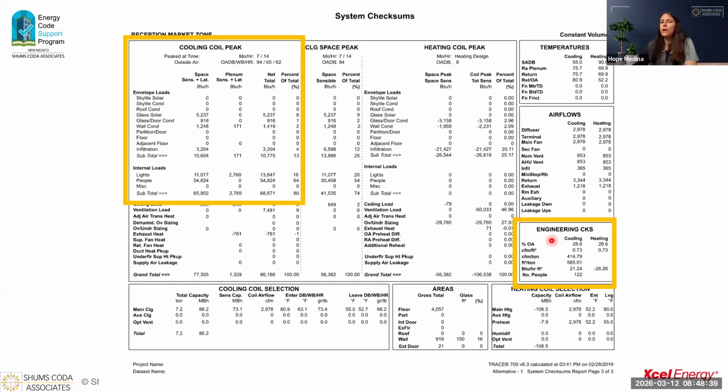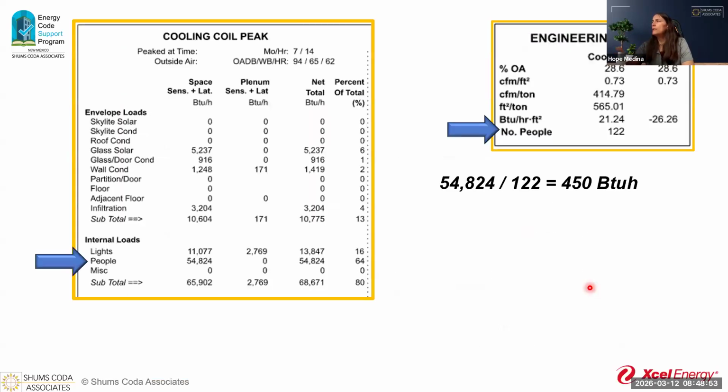And then engineer checks, what I look in here, I do a couple of things, but the big thing is I'm going to look to see how many people it is talking about. Part of the reason why I do that is I just want to ensure that we have the correct amount of occupant load in there. So we have people loads, and it's saying that it's 54,824.